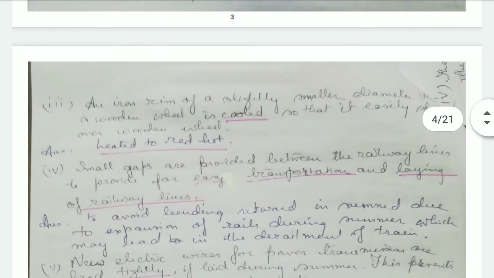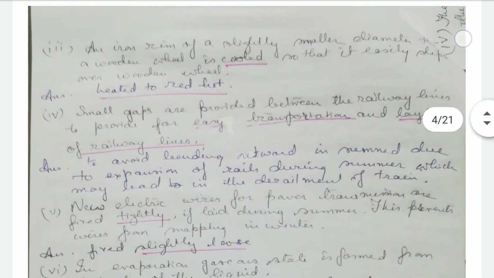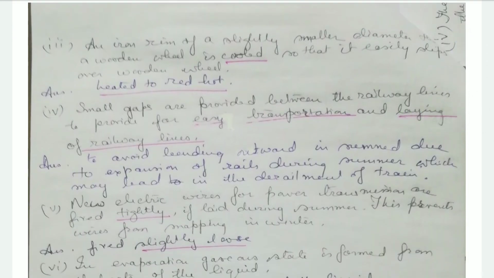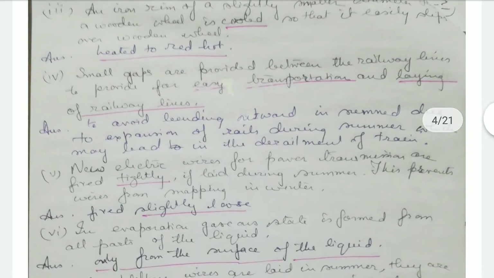Then an iron rim of a slightly smaller diameter than the wooden wheel is cooled so that it easily slips over the wooden wheel. Okay, it is heated. When the iron rim is heated to red hot, then only it slips onto the wooden wheel. Otherwise, the iron rim is slightly smaller than the wooden wheel, so it will not get inside. And when it is cooled, it will get fitted to that wooden wheel.